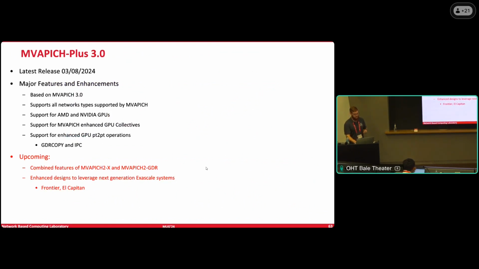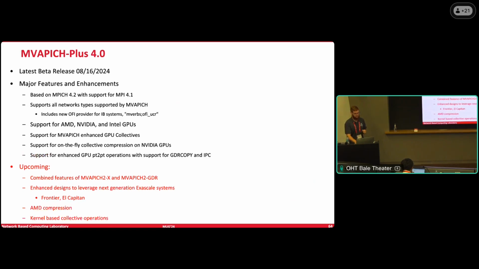So this includes all of those point-to-point enhancements I mentioned, as well as the compression designs and the enhanced collective designs. What we're working on next in this series is, one, bringing it up to the 4.1 standard, as well as also bringing in some of those hybrid models that we discussed for MVAPICH 2X. We've also just gotten a beta release of MVAPICH Plus 4.0 that was made available late last week.